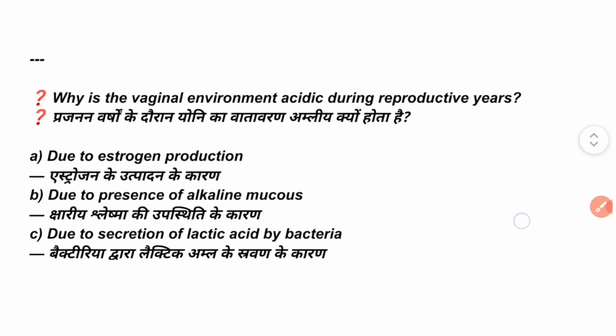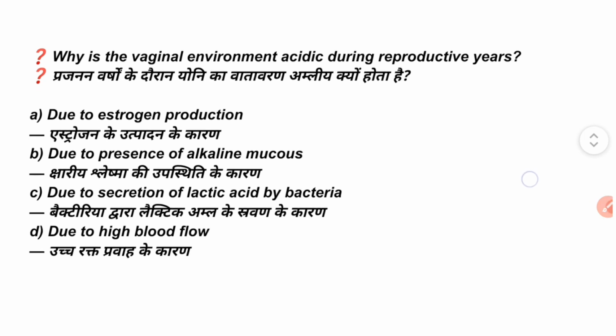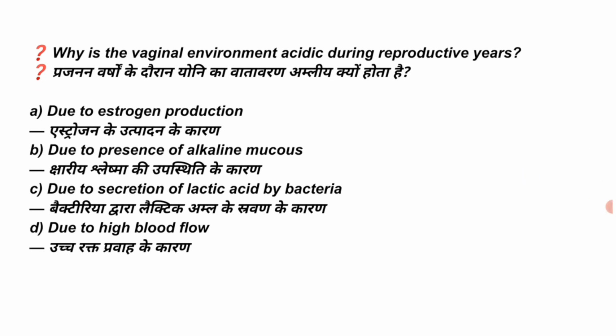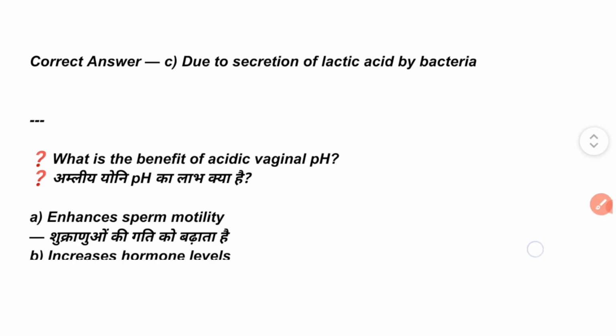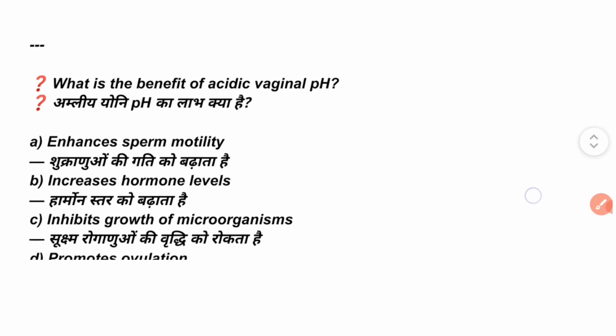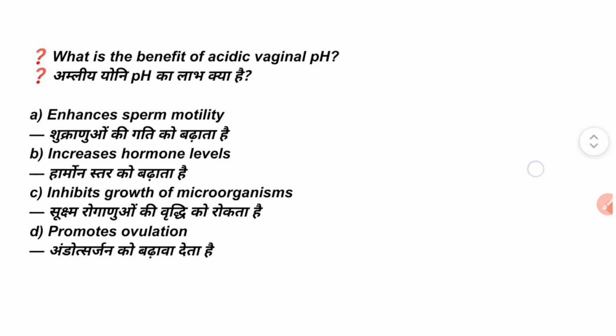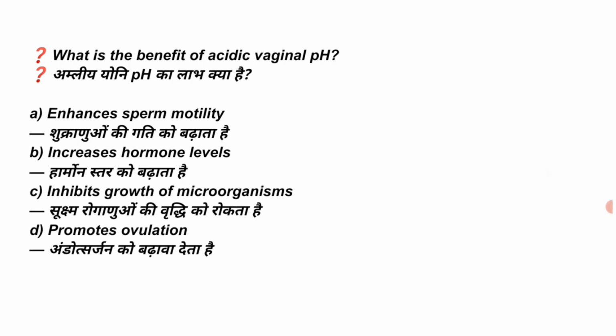Next question. Why is the vaginal environment acidic during reproductive years? The right answer is option C, due to secretion of lactic acid by bacteria. Next question. What is the benefit of acidic vaginal pH? The right answer is option C, inhibits growth of microorganisms.